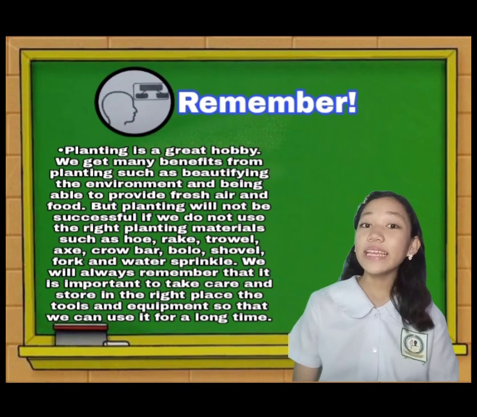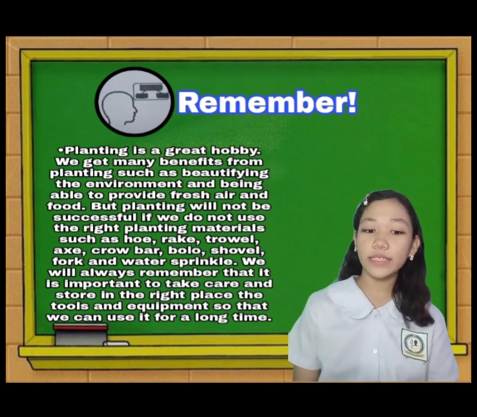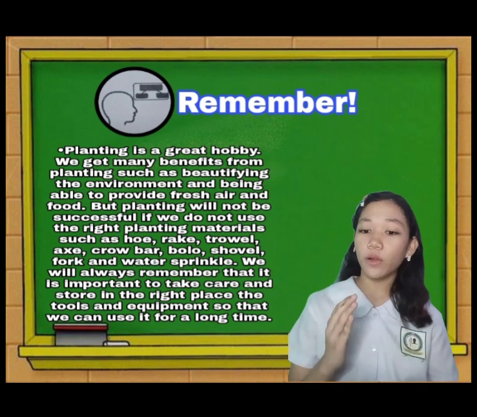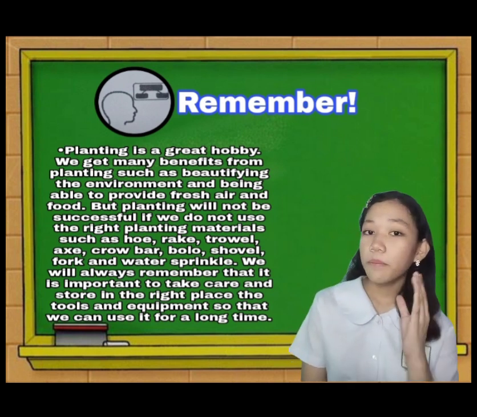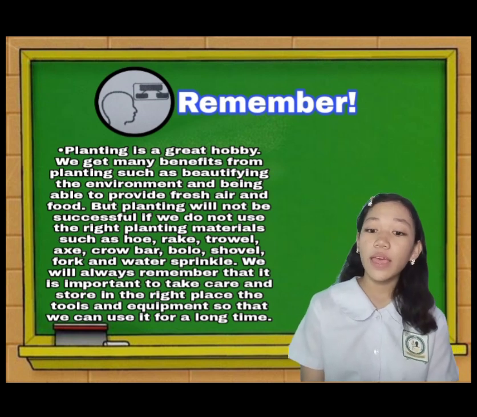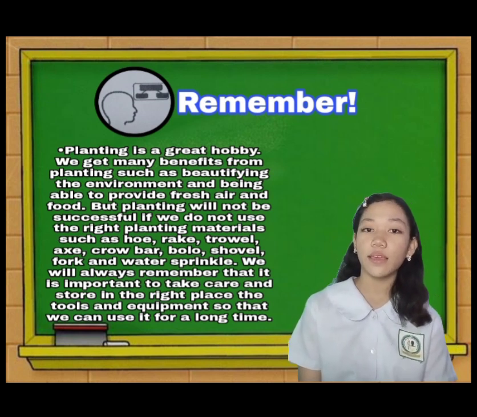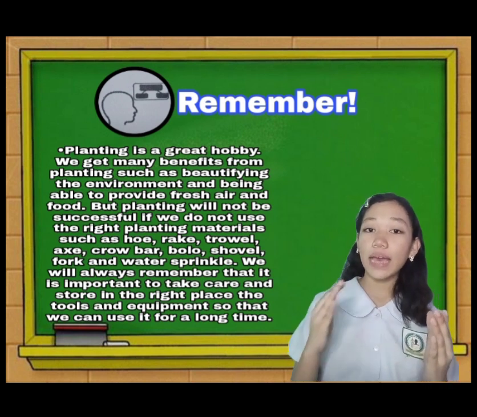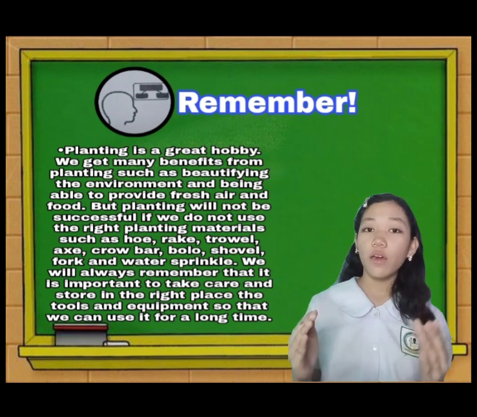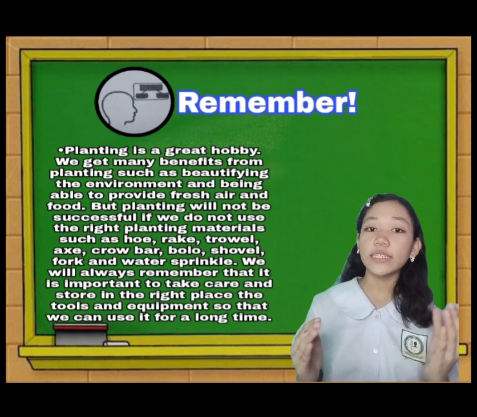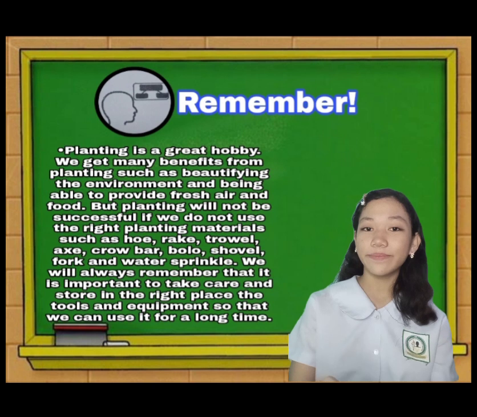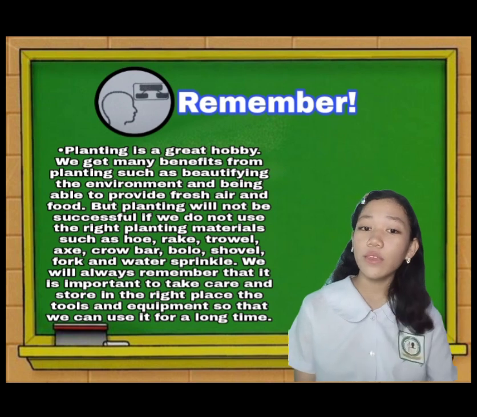Remember, planting is a great hobby. We get many benefits from planting, such as beautifying the environment and being able to provide fresh air and food. But planting will not be successful if we do not use the right planting materials, such as hoe, rake, trowel, axe, crowbar, bolo, shovel, fork, and water sprinkler. We will always remember that it is important to take care of and store the tools and equipment in the right place so that we can use them for a long time.